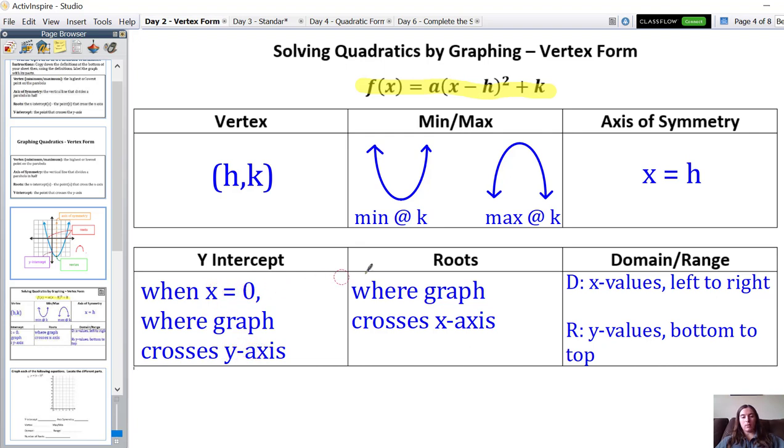The y-intercept is where the graph crosses the y-axis, so we'll plug in 0 for x. Wherever we see x, put a 0. The roots are where the graph crosses the x-axis, which we could either have 0, 1, or 2 roots, depending on how that graph looks. Then our domain and range. The domain is always from left to right. The range is always from the bottom to the top.